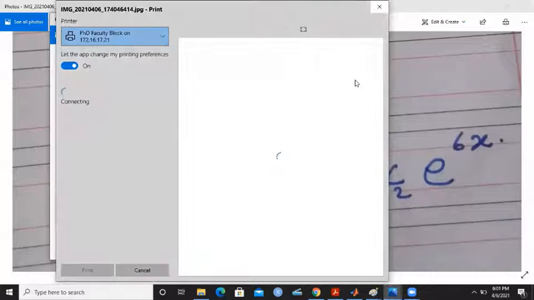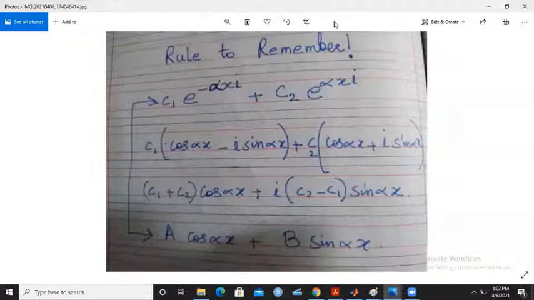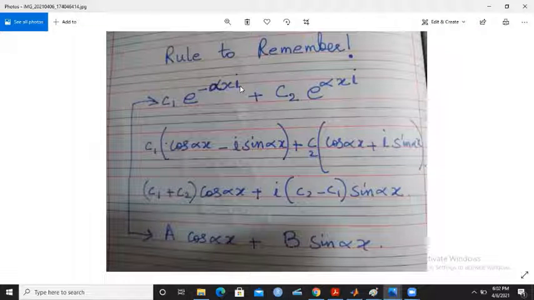So let me just talk about the rule. This is C1 e to the power of any constant number minus alpha xi. I is the complex number, the imaginary number, like square root of -1. So C1 e to the power minus alpha xi plus C2 e to the power alpha xi.